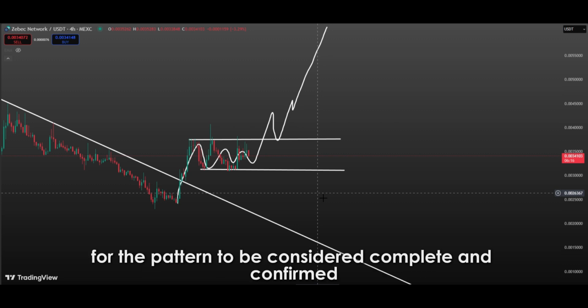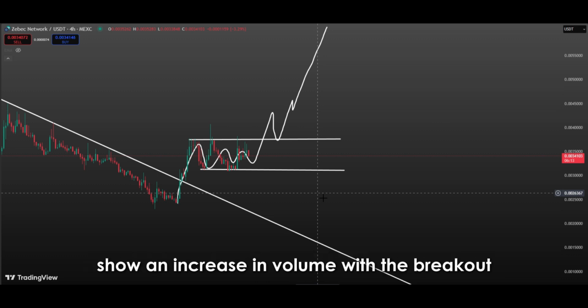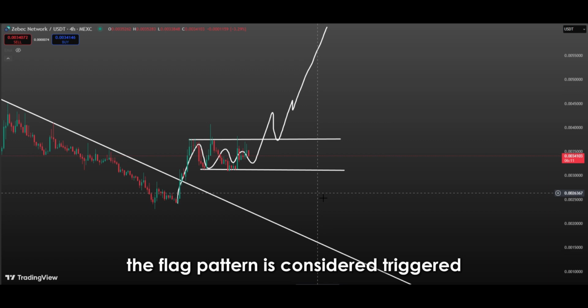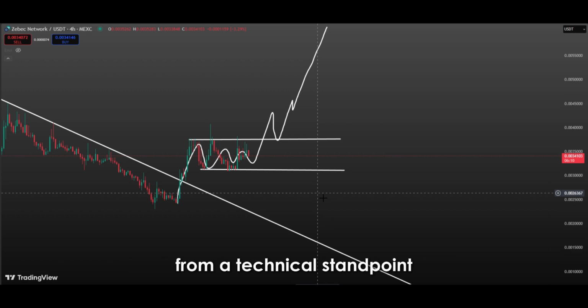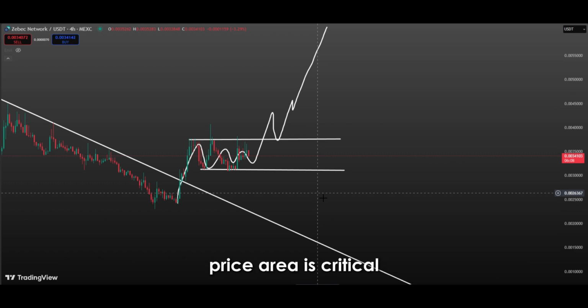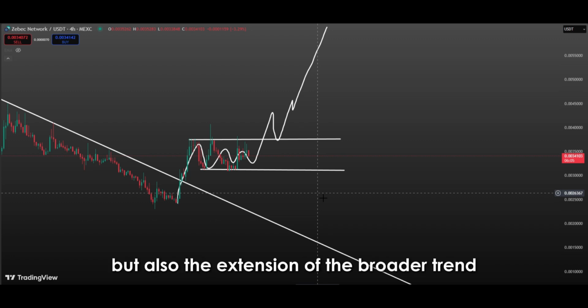For the pattern to be considered complete and confirmed, the price must break above the upper horizontal boundary, show an increase in volume with the breakout, and ideally close above that level. When this occurs, the flag pattern is considered triggered from a technical standpoint, and investors begin to anticipate a new wave of upward movement. Therefore, the current price area is critical. If the price manages to break above the upper boundary of the channel, it could signal not only a short-term rally, but also the extension of the broader trend.